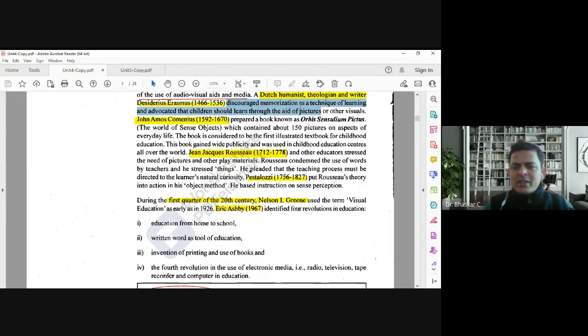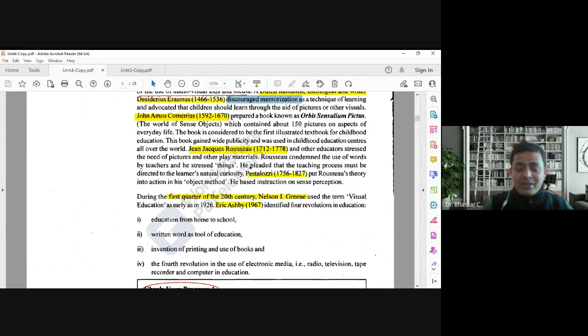Erasmus said that memorization is not a very good technique. Rather, he said that the interest of the learners can only be managed when you show them some pictures or some other visuals. So that was only an idea given by Erasmus. Then came Comenius.